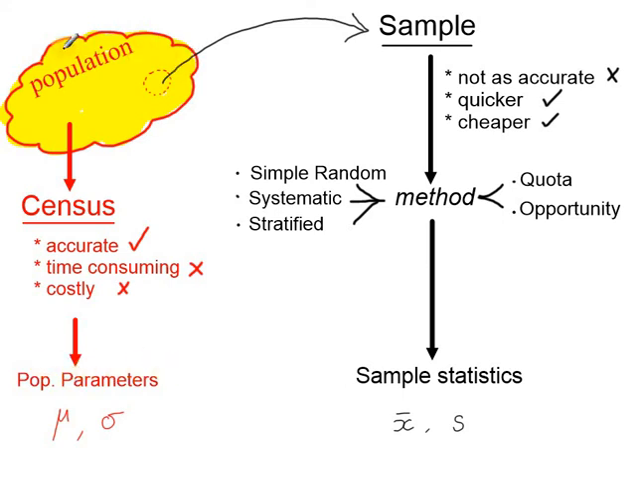If you take a subset of your population, so you might be using one of these sampling methods, your data is not as accurate as the census, but it's a quicker process and it's cheaper. And here you've worked out your mean and standard deviation. What you've calculated are sample statistics.